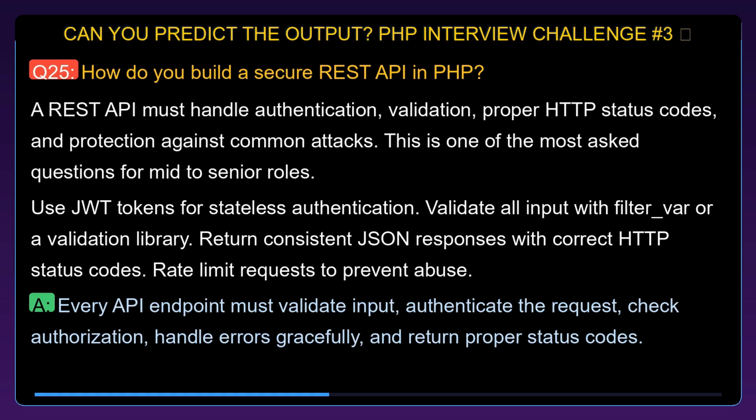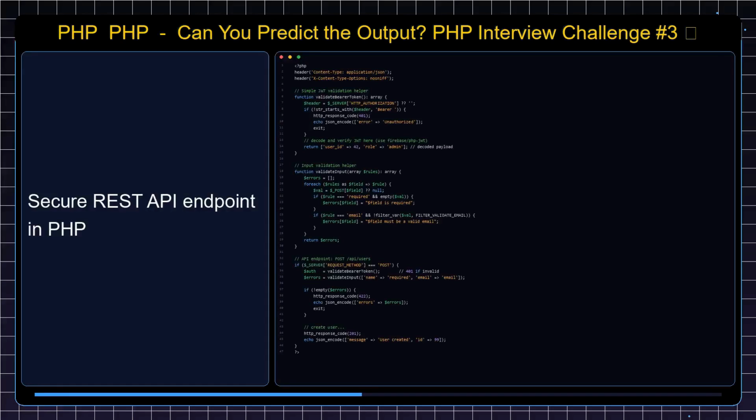A. Every API endpoint must validate input. Authenticate the request. Check authorization. Handle errors gracefully. And return proper status codes. Never expose stack traces or internal errors to the client. Secure REST API endpoint in PHP.